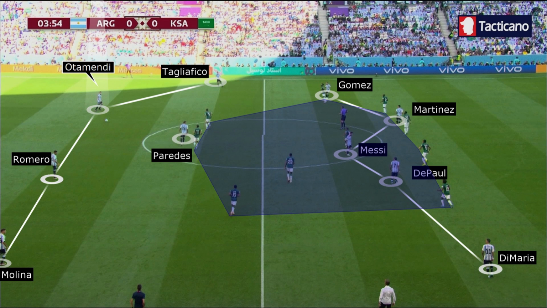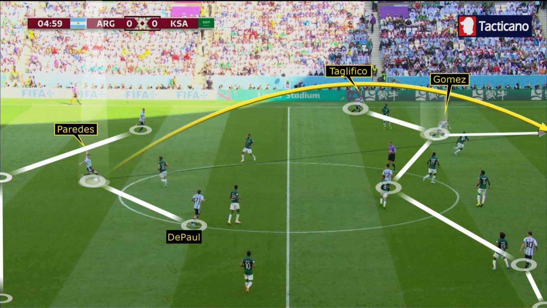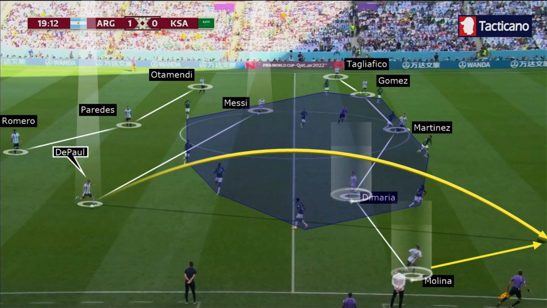Example 2, in a 4-1-5 formation. Paredes remains in the second line in front of the defense, while De Paul steps in to support the offense. Example 3, 3-3-2-5, Molina stays with the center backs, Paredes and De Paul in the second line, as Tagliafico progresses on the far left to support the attacking quartet. Example 4, in a 2-3-5 formation. Messi returns to midfield alongside Paredes and De Paul, as Molina and Tagliafico advance on the wings, while De Maria and Gomez enter the half spaces.